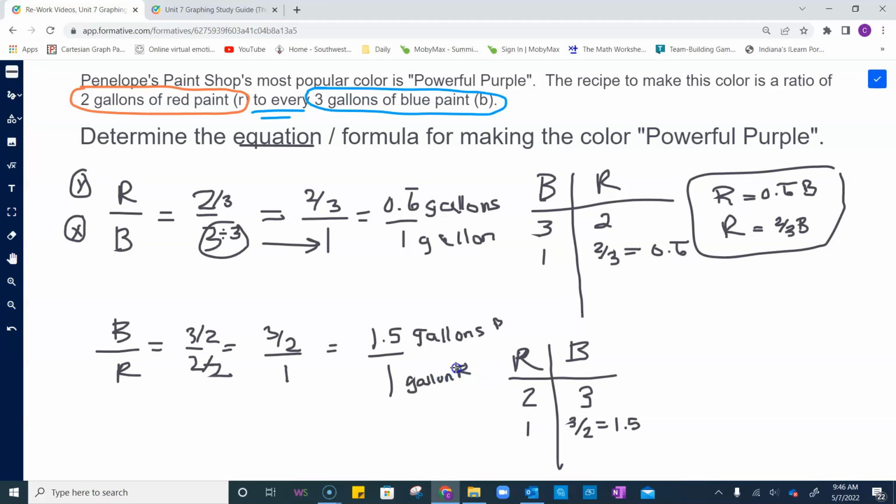So in your table, this number would always be 1.5 times bigger than the red, because we need more blue than red. So our equation would be, to get blue, you multiply the red by 3 halves, or you multiply it by 1.5 R. You can use the decimal for the coefficient or the mixed or improper fraction. All right, so those are the equations or the formulas. You can use either one to get that correct.